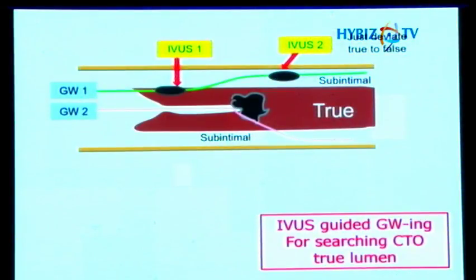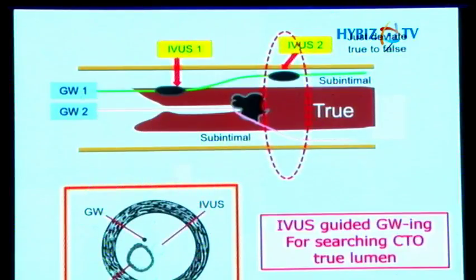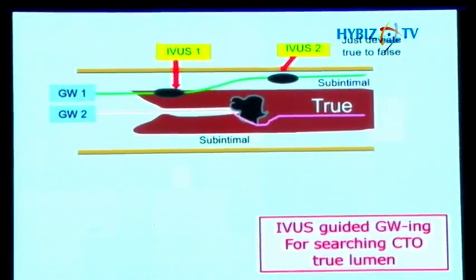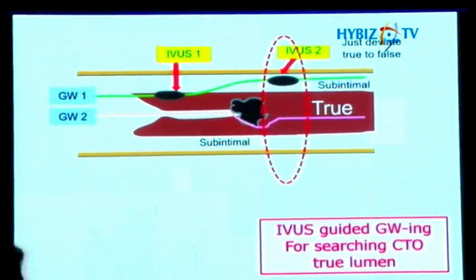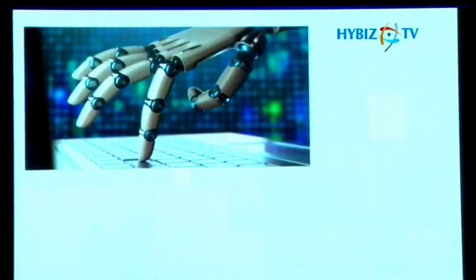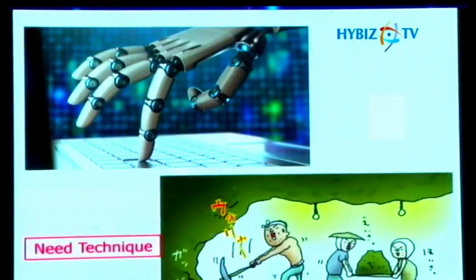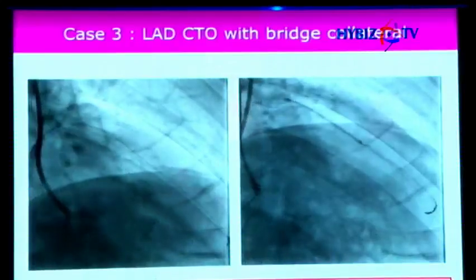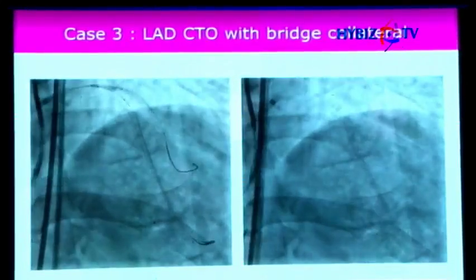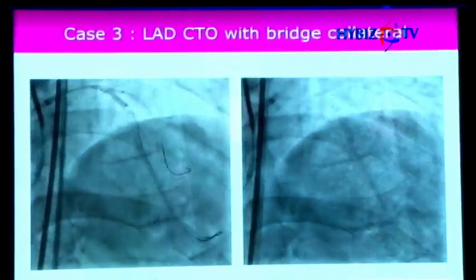So we need to put IVUS to deviate it through to the true lumen. This is the site. And then maybe we can see the IVUS like this. And then we want to do it like this, and then we can confirm by the IVUS. This is the IVUS-guided approach. Of course, this is not automatic, it needs a very good technique. And after that, implanted the stent. And this is the diameter.